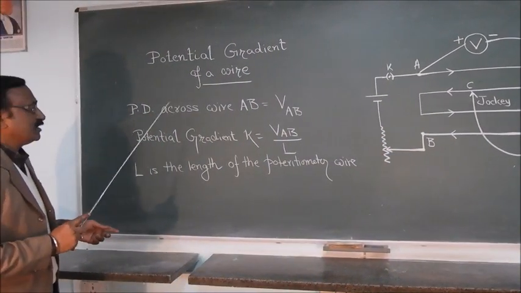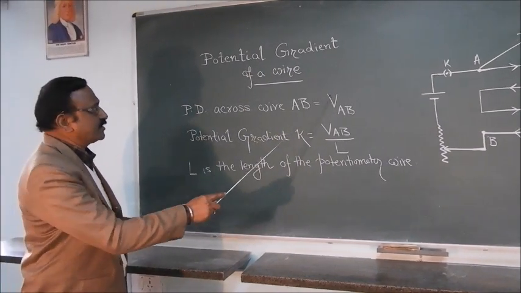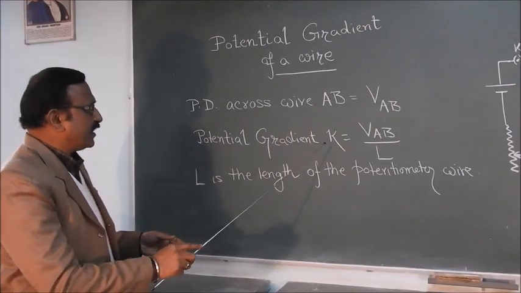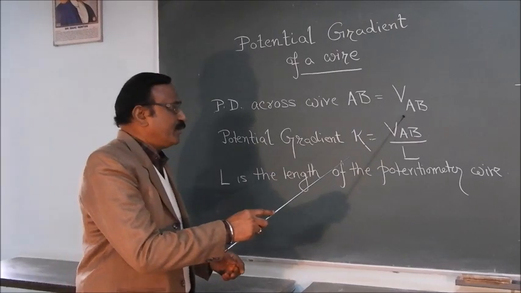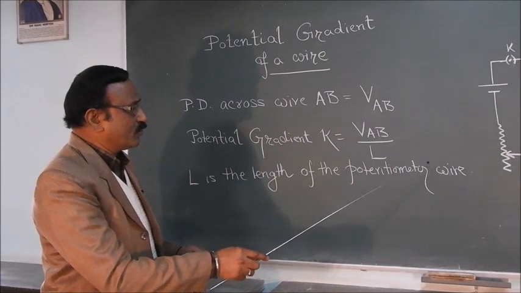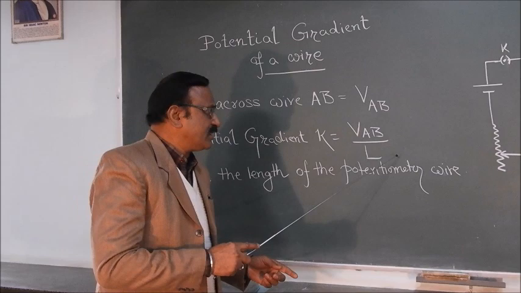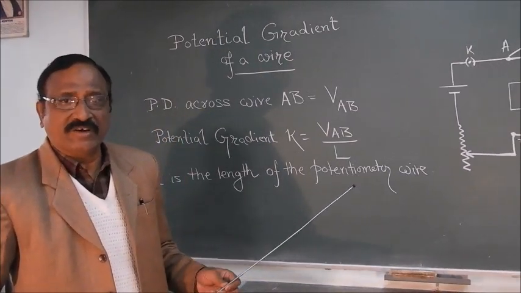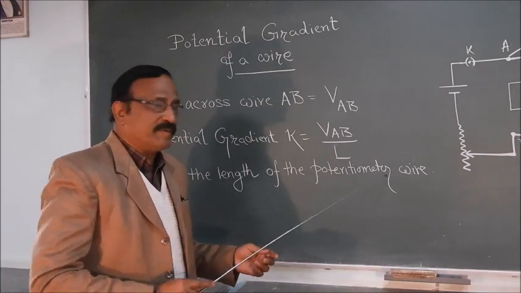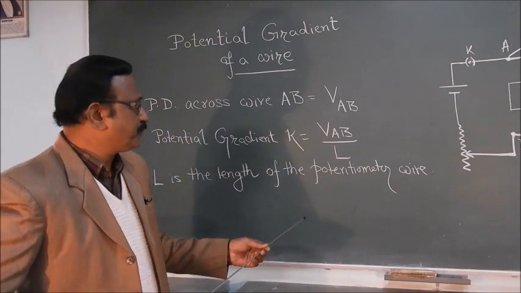So let us imagine we have a wire of length AB and the potential difference across the wire is represented by VAB. The potential gradient K will therefore be VAB upon L, where capital L is the length of the potentiometer wire. So this V by L, that is potential drop per unit length of the wire, is called potential gradient. Its SI unit will be volt per meter. It can also be expressed as volt per centimeter.